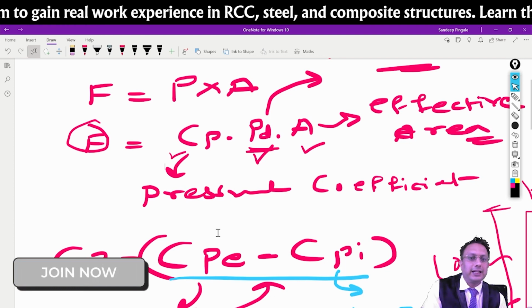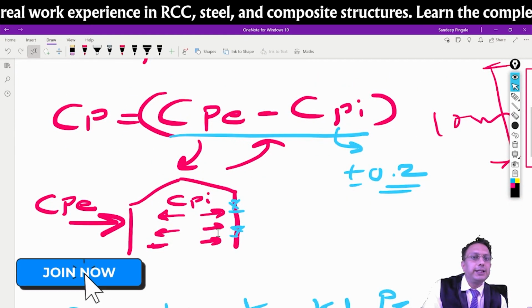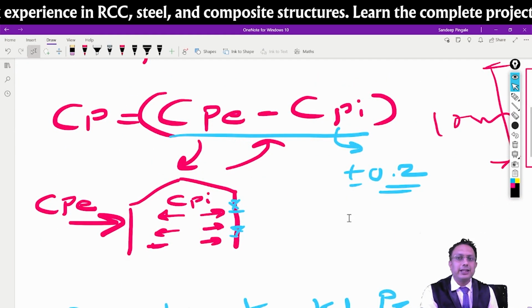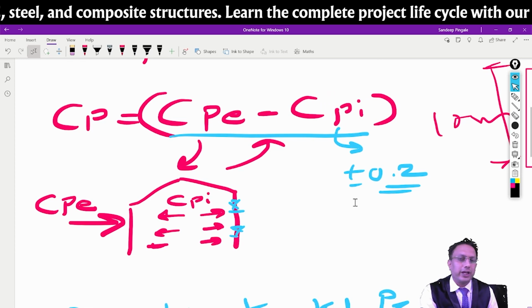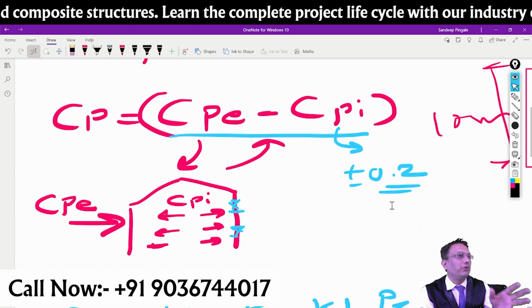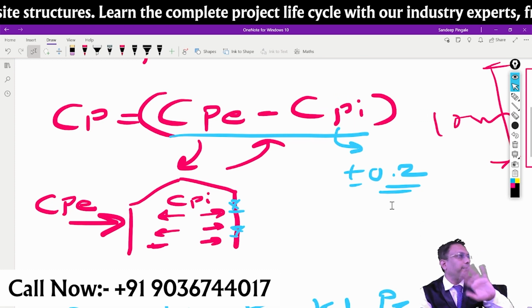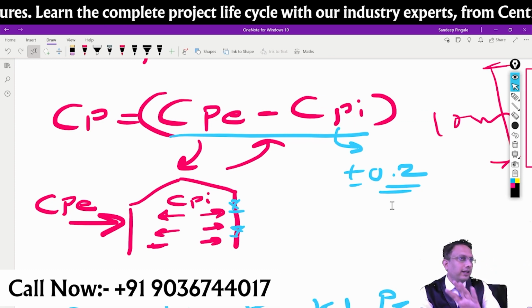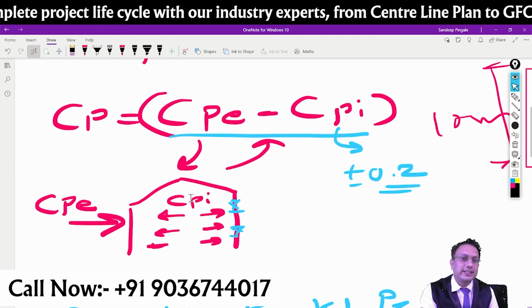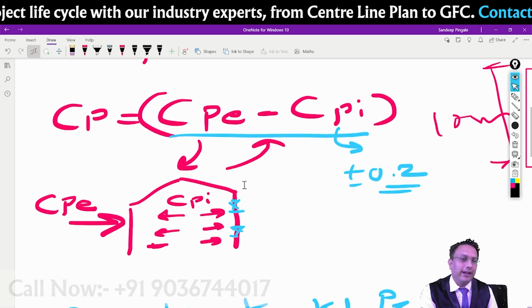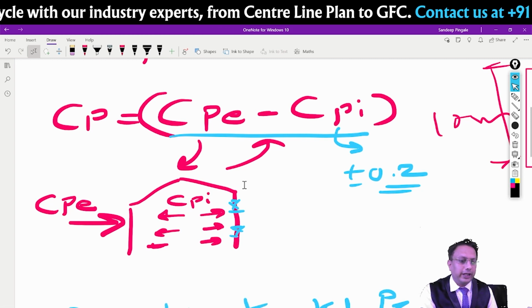Understood? So let's take the CPE and the CPI coefficient. Consider that 0.2 is the plus or minus 5% only, and will consider the opening. Is it okay? You can consider 0.5, 0.7 depending upon the project that you are getting. But currently we'll consider only 0.2. Now let's check the CPE value. How much is it? How to calculate, anybody?